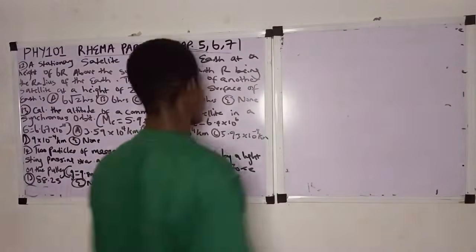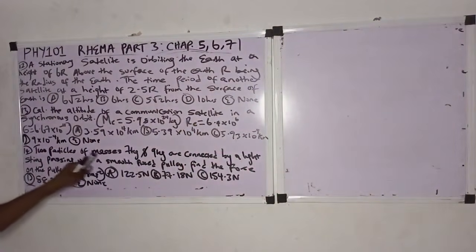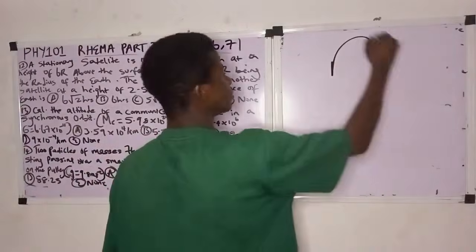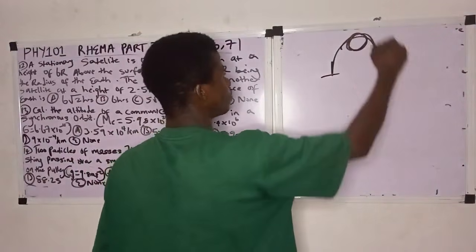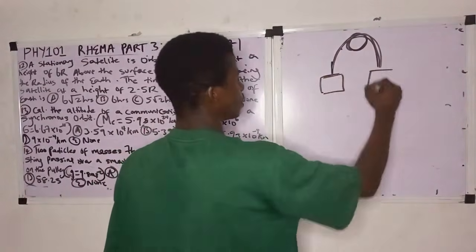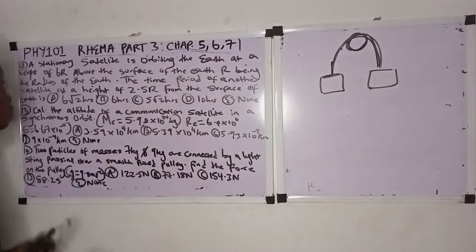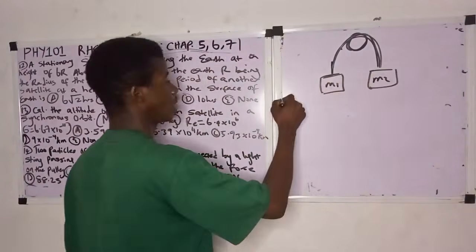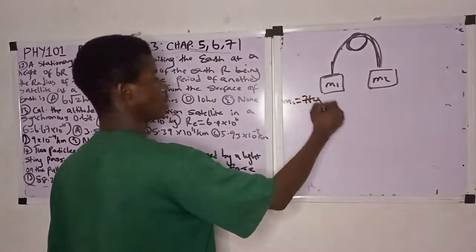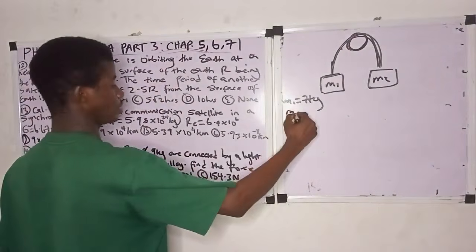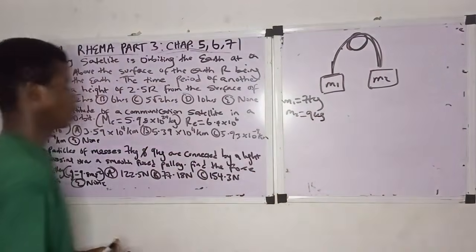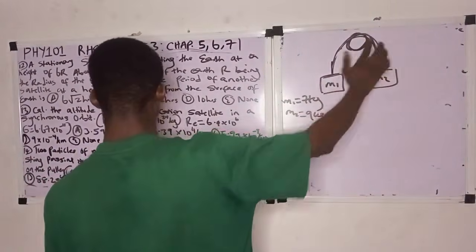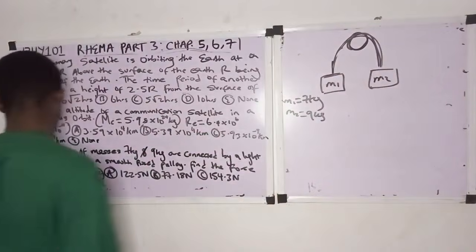Question 14: 2 particles of mass 7 kg and 9 kg are connected by a light string passing over a smooth pulley. Let's say this is the pulley and these are the 2 particles. M1 is 7 kg, and M2 is 9 kg. Find the force on the pulley.